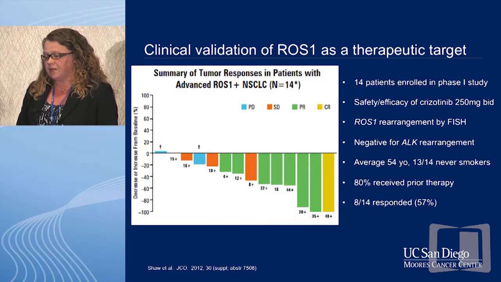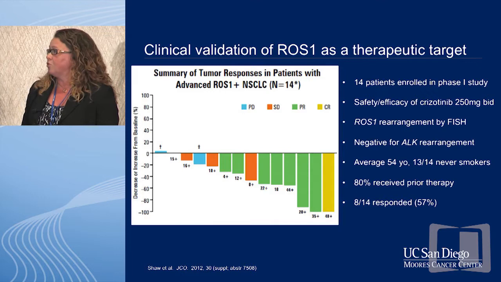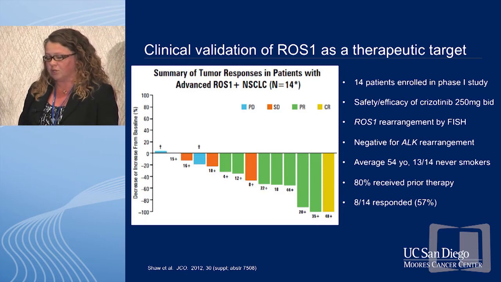This is another publication, 14 patients presented by Alice Shah in 2012, and you can see that of those 14 patients with ROS fusion gene, about half had partial response, and 1 had complete response. The minority of the patients had either stable disease or progression.